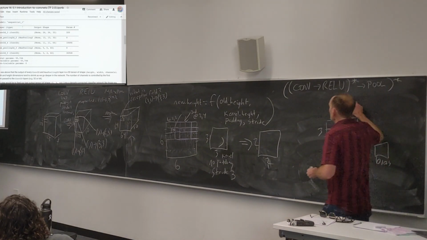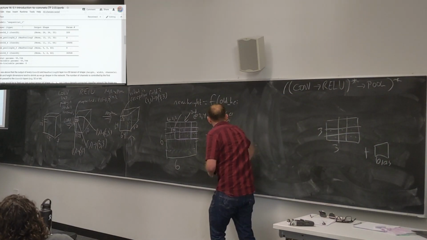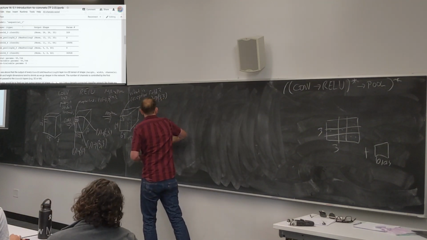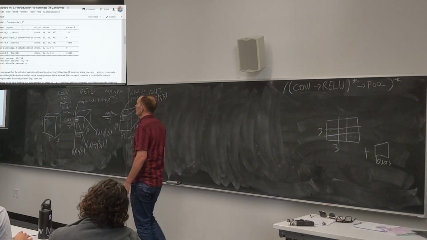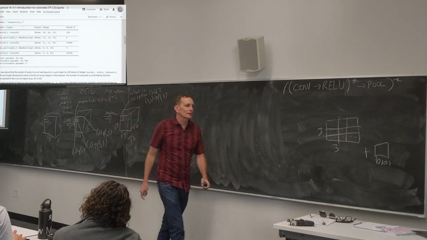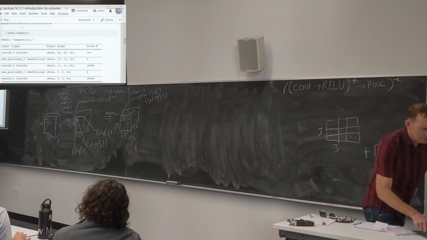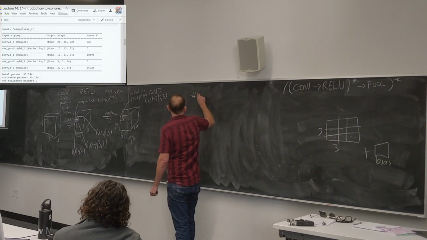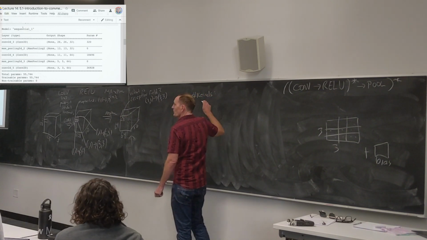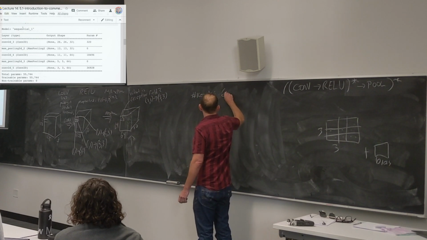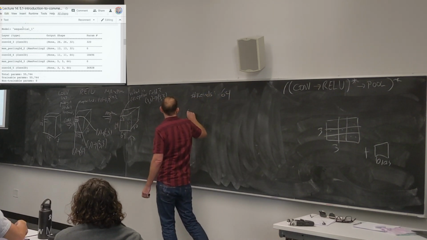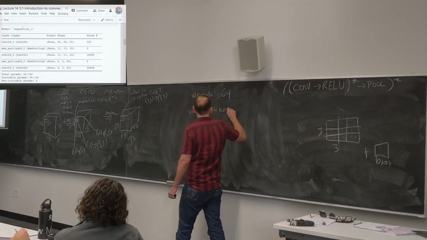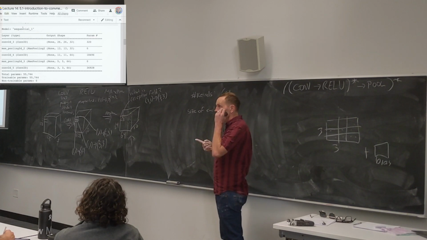So, how many kernels do we have? This is the 18496 we're looking at. Let me just make it a little bigger. Number of kernels is 64. Size of each kernel. It's still 3 by 3 by 1.